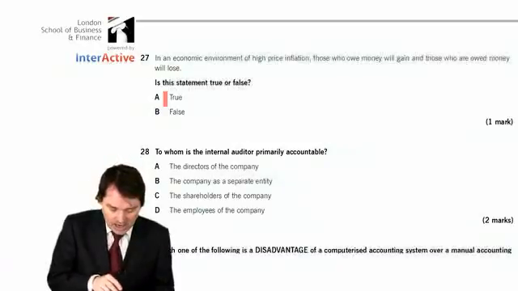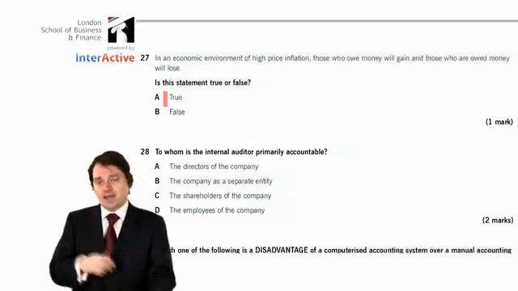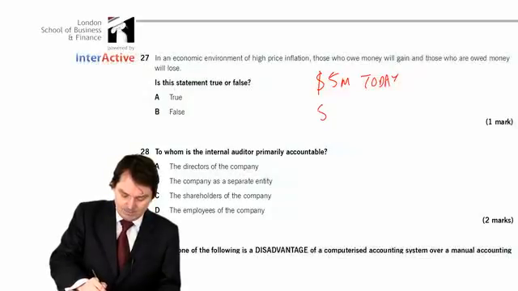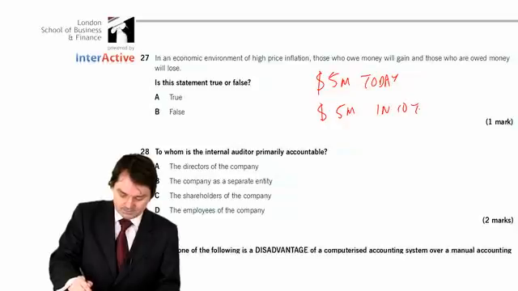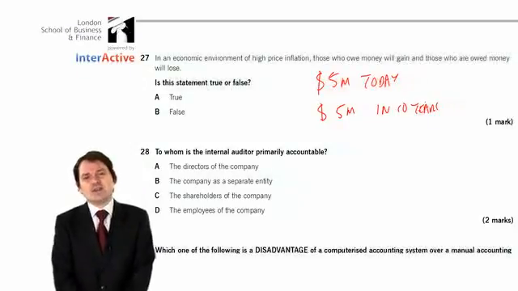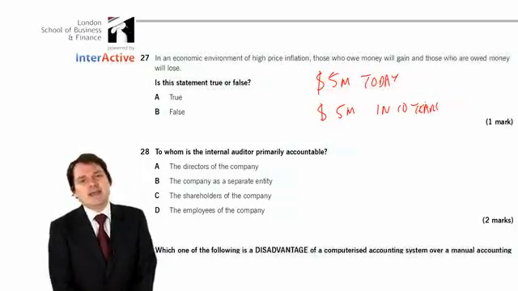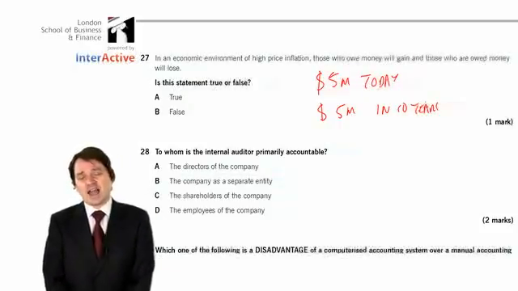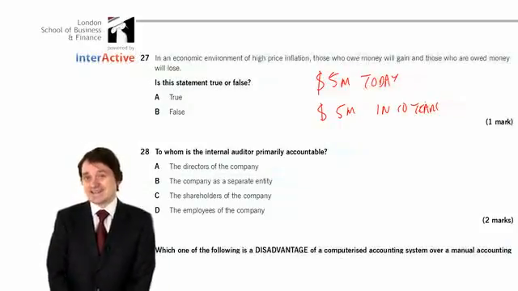It says high price inflation. Imagine that I borrow some money today and I borrow $5 million. At some point, I will have to pay that back in 10 years' time. So I've borrowed $5 million for 10 years. If there is high inflation, what does that mean? It means that $1 in 10 years' time will be worth a lot less than $1 today.